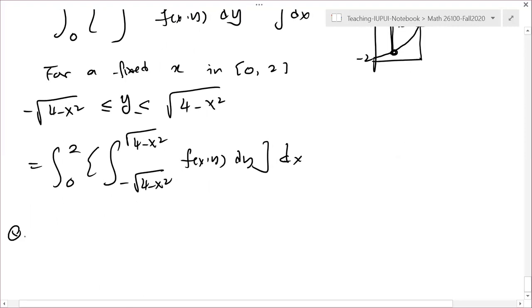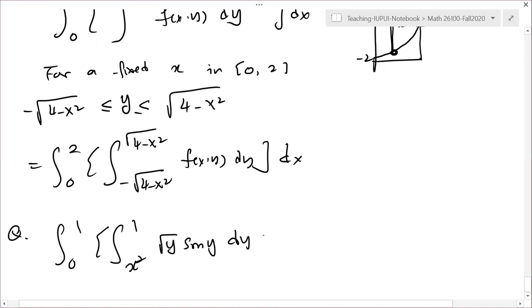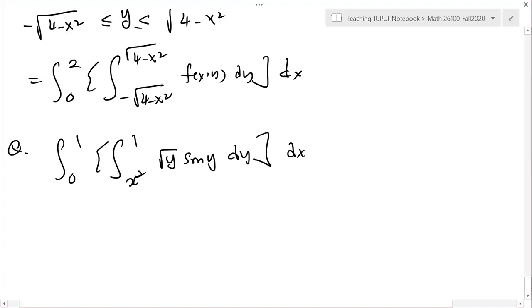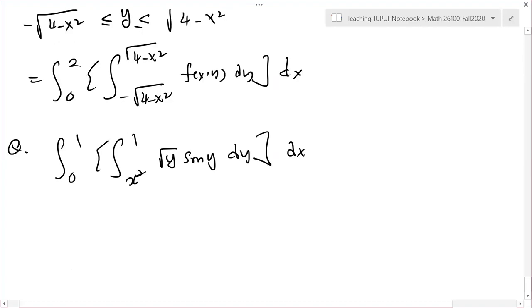Let's try another one. We have an integral from 0 to 1, from x squared to 1, and this time my function is also given. Now, why do we have to change the order? Because when you look at this iterated integral, if you really want to evaluate it with respect to y, I don't think it's easy. We can try, but maybe you cannot, because there's no way you can evaluate this integral, basically.